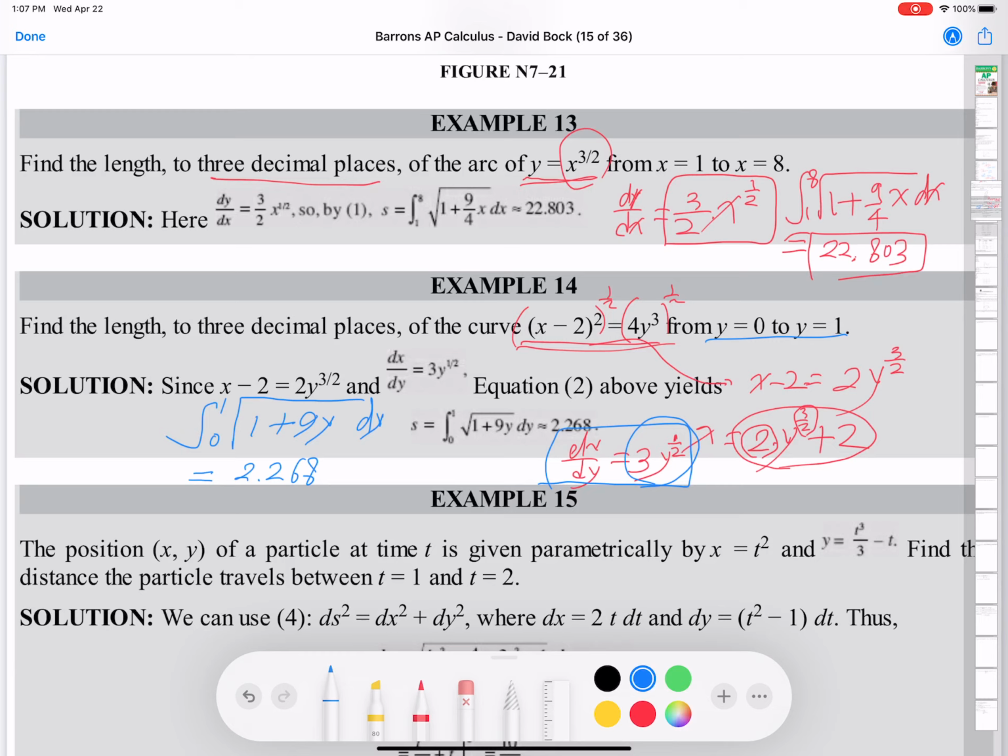Number 13, I used the dy over dx formula, right? Number 14, I used the dx over dy formula. Number 15, example 15, I'm going to use dx over dt and dy over dt because the function is defined parametrically. So let's go to the last example today.